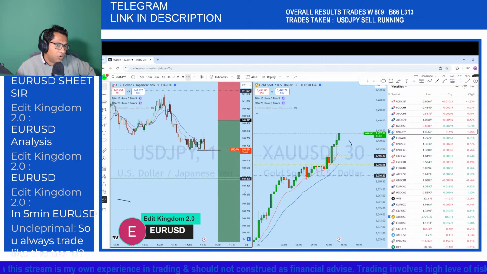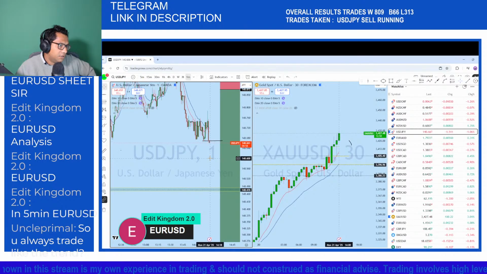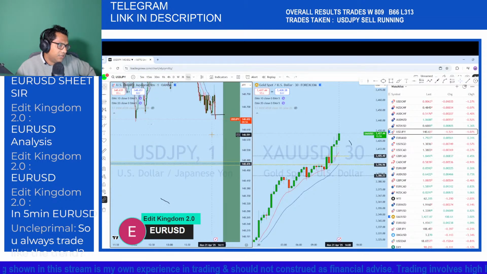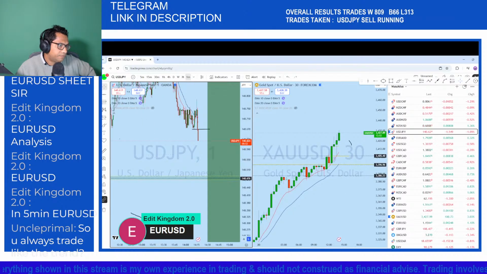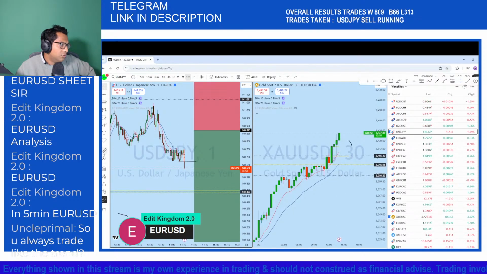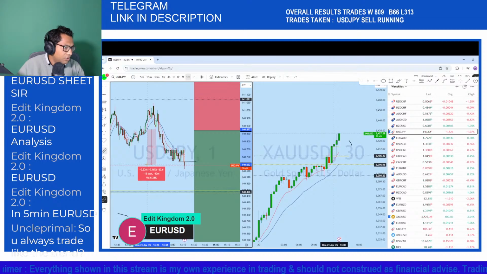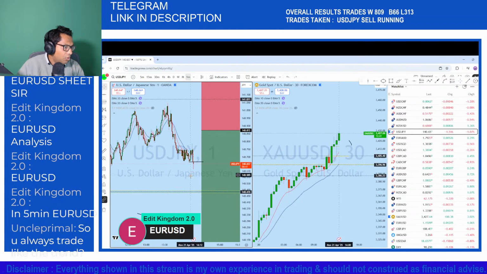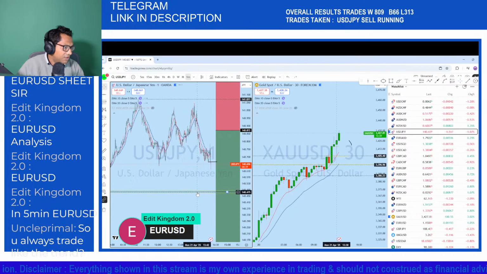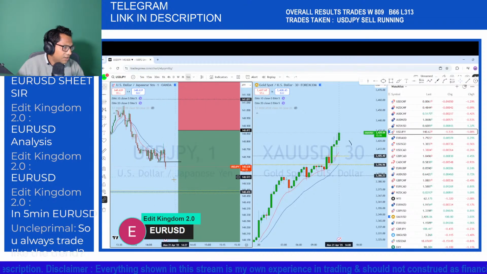Has broken below here, and you're holding it. I think we might see now further downside. So we are running on this trade now around 22 pip running profit. Would like to hold it, and I think we may see further bearish move, as here there is a liquidity grab.